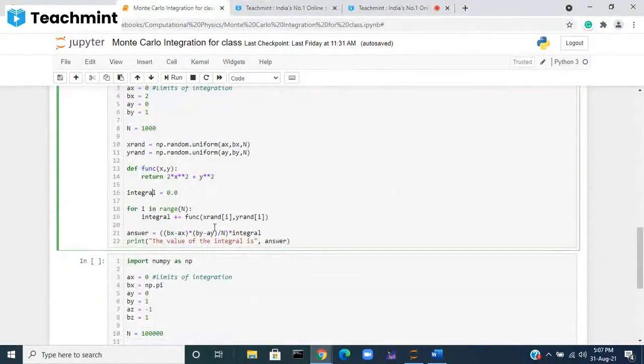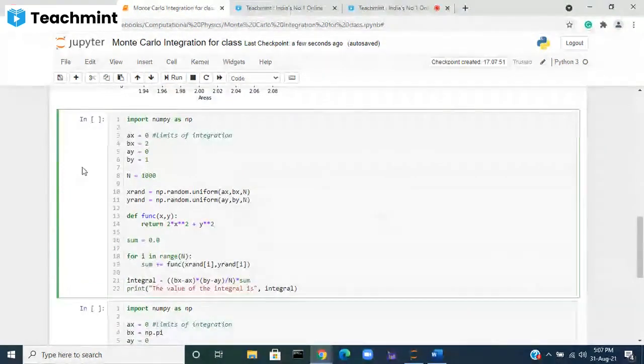First the integral. This is not the integral, this is the sum. This is the sum, and then the answer is the integral. This is the integral.